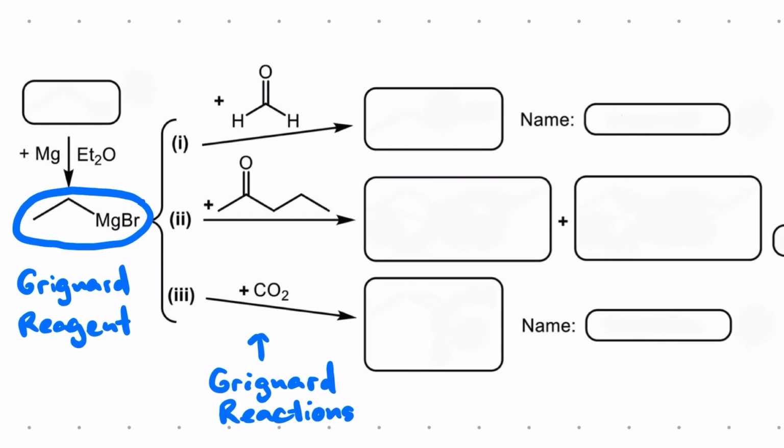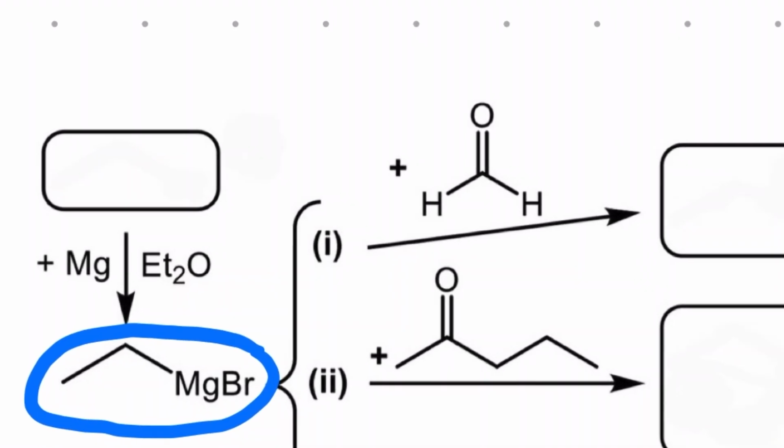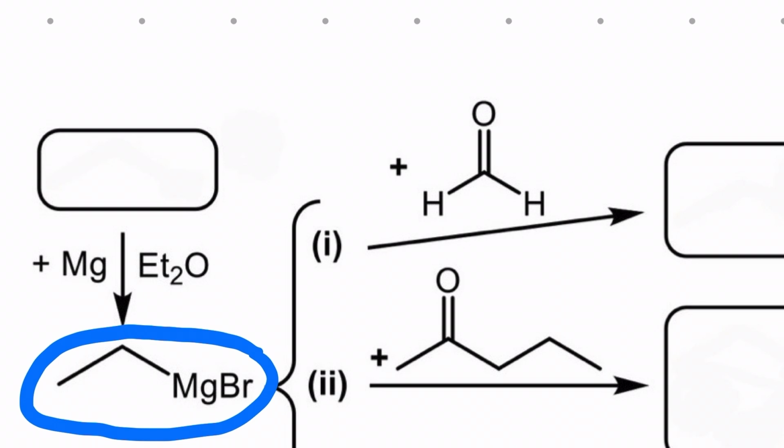First of all, we need to produce a Grignard reagent, and this can be done by mixing magnesium with the corresponding alkyl halide. In our case, it is ethyl bromide. In this reaction, magnesium inserts itself between the carbon and the bromine. For the reaction mechanism, you can check out my other video where I am explaining in detail the mechanism for the same reaction with another alkyl halide.